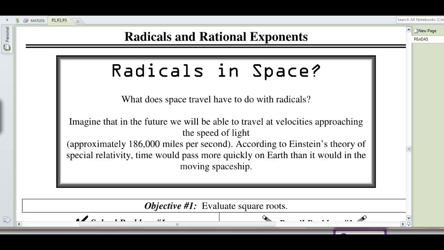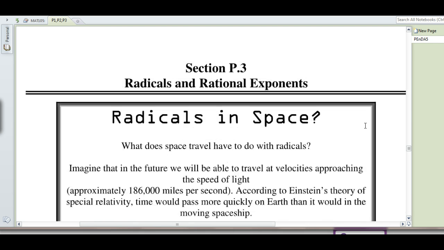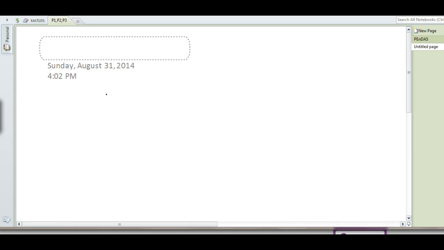Alright, so welcome to the last lecture for Module 1, P3. So we'll be looking at radicals and rational exponents. Let me just walk you through an intro of what this stuff means.